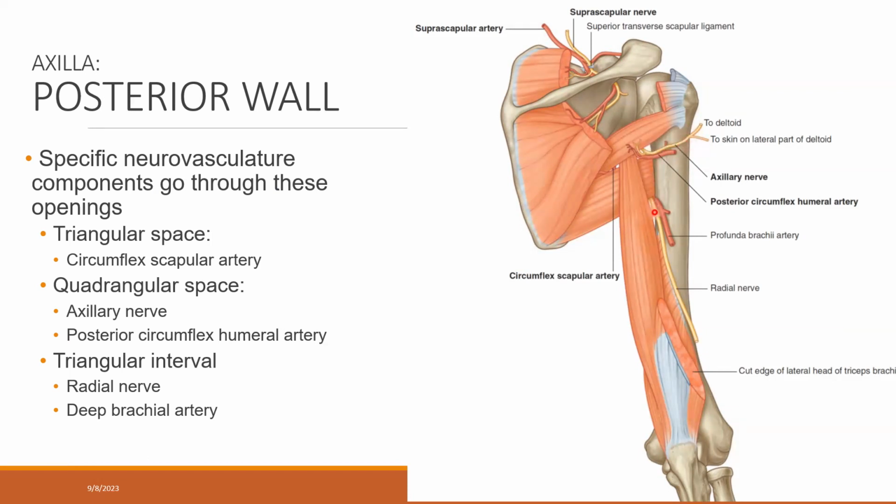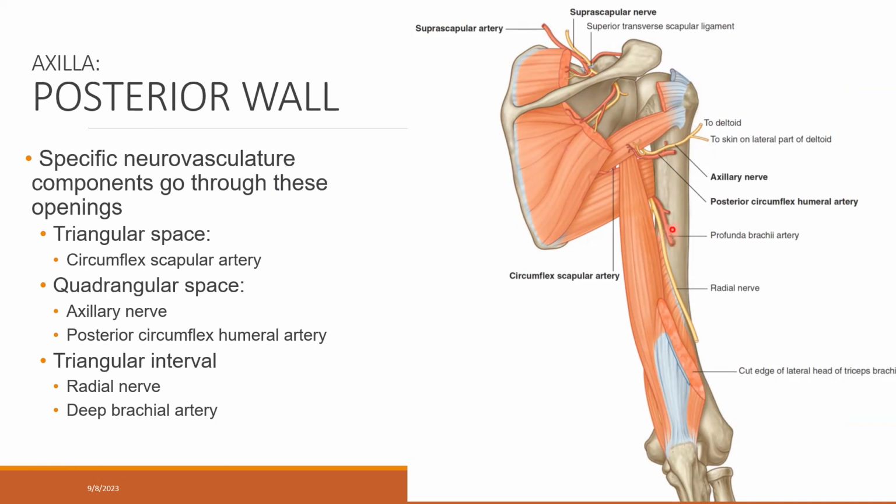Now how about the triangular space, which is right here? The triangular space is going to accommodate the passing through of the circumflex scapular artery. Why? Because it's the nearest one to the scapula, right? The circumflex scapular artery is going to be the one that goes through this triangular space and to the back part of the scapula, where it will participate in what is known as the scapular anastomosis of arteries.